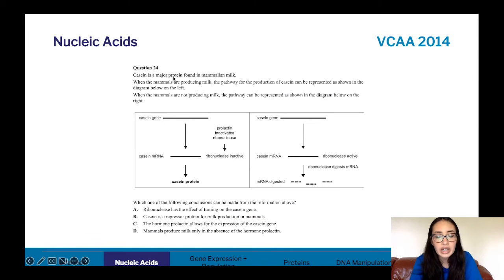Anyway, casein is a major protein found in mammalian milk. When the mammals are producing milk, the pathway for the production of casein can be represented as shown in the diagram below on the left. When the mammals are not producing milk, the gene can be represented as shown in the diagram below on the right. So which one of the following conclusions can be made from the info above? I'll give you 2 minutes to answer this, and then we can go through the answer and keep going through content.